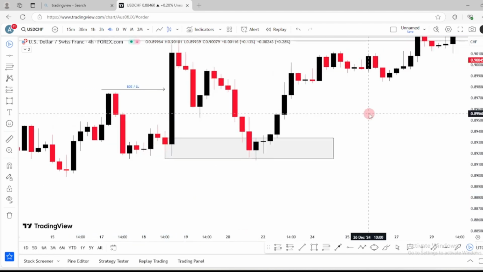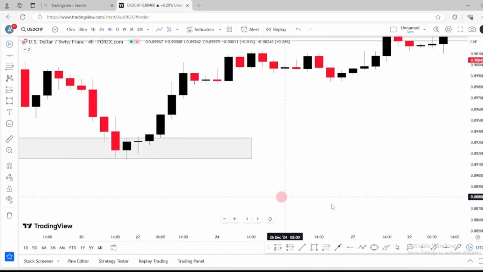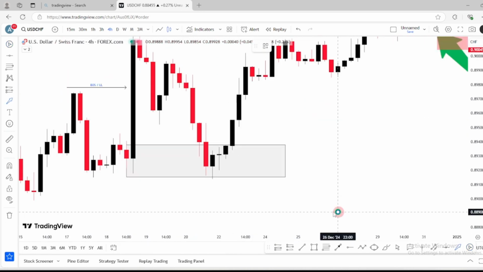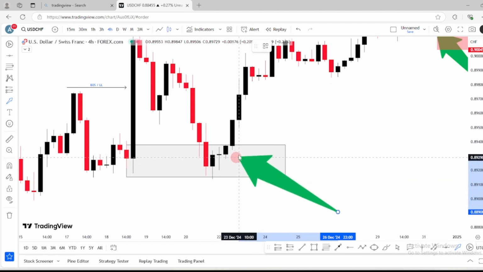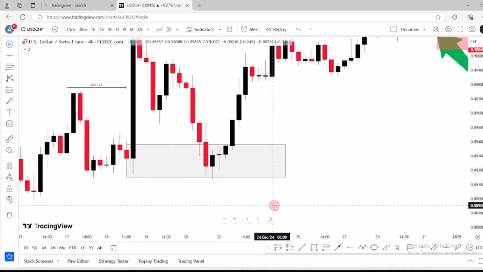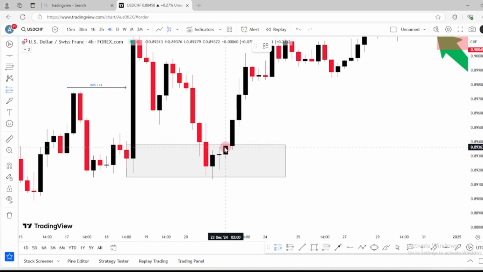Okay, so what happened? We saw price come back into the demand level, and we saw this. We are seeing this hammer right here. This is a hammer formed inside the demand zone. That is a perfect example of a bullish hammer. Okay, so this signals a buy trade.